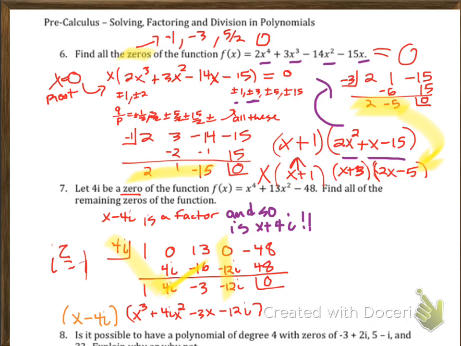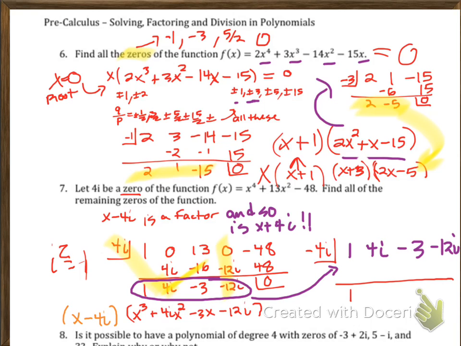So whenever you get one zero that's imaginary, you always have a second, which is the opposite sign of the original one. So here we are. We're going to try negative 4i as well. We're going to do long division on my leftover quotient there. Same process. Follow through. Do your multiplication. Add down just like you would in any other case.